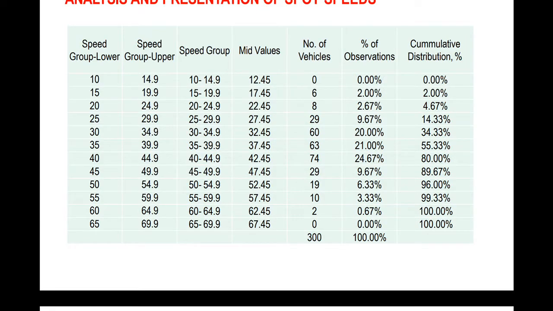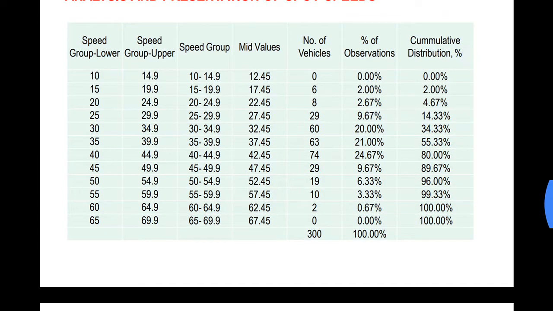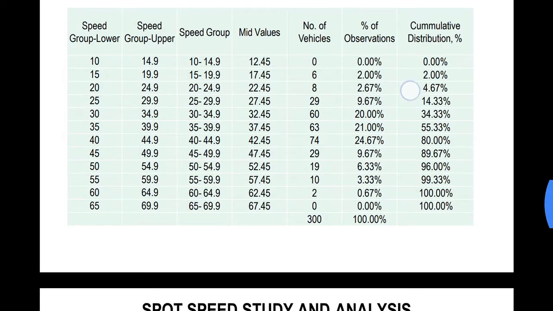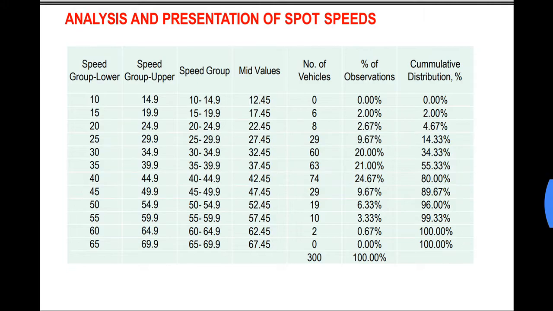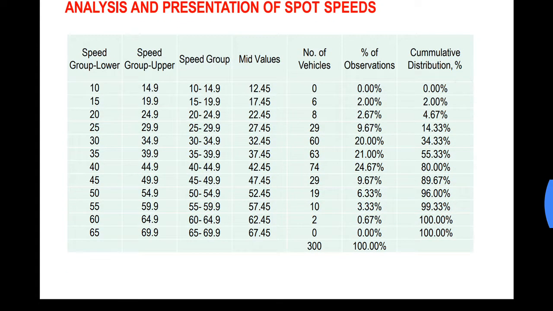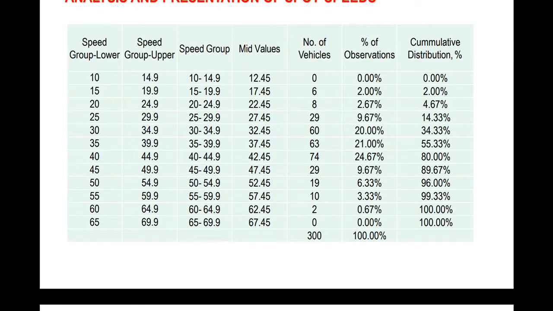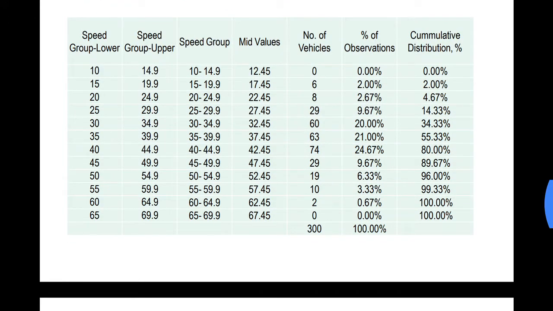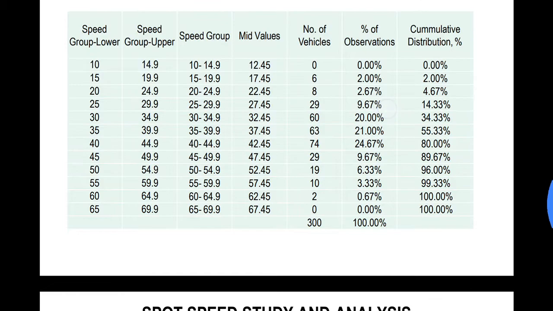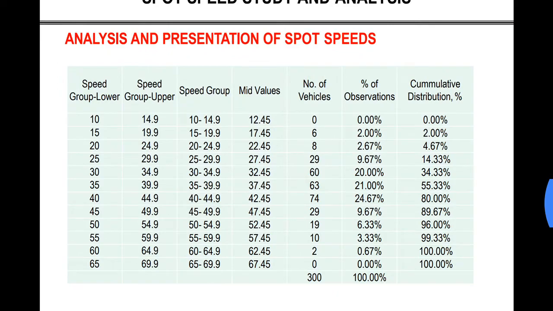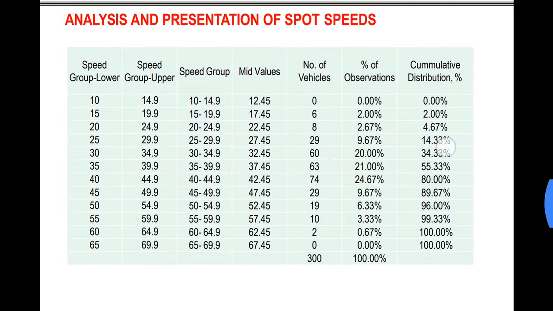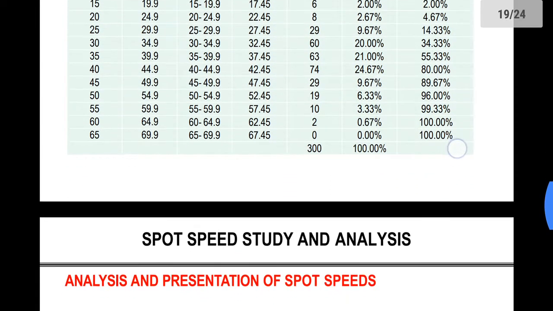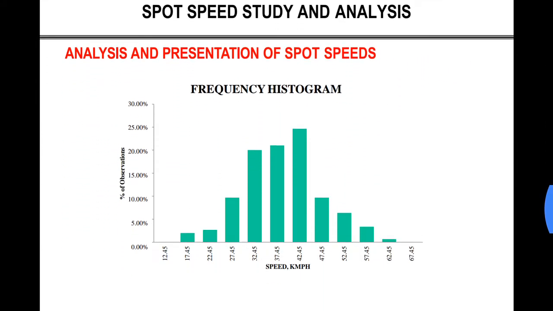Now we need the cumulative distribution, so we just need to form a cumulative column for these values. First would be the same, second would be 0 plus 2, it is 2. Third is 2 plus 2.67, it is 4.67. Then 4.67 plus 9.67, it is 14.33. Similarly, you do it for all these values. So we have this tabular representation. Now using these columns, we'll represent the data using graphs.